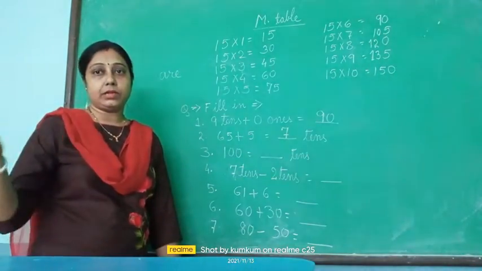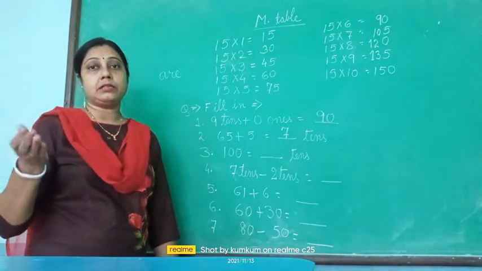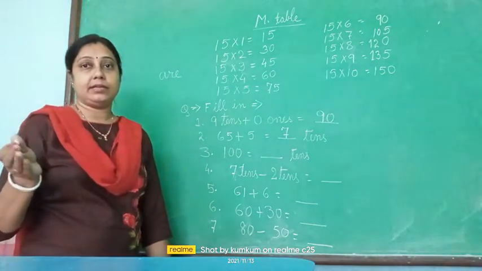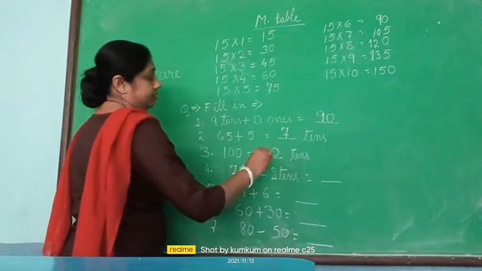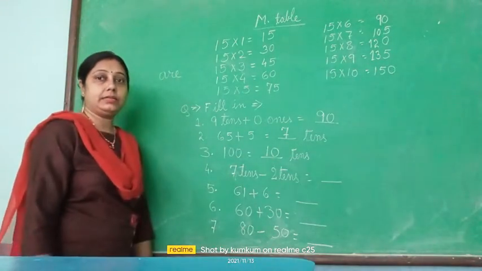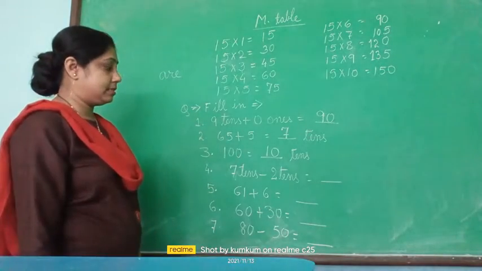Next one, 100 equal to dash tens. Now we have to convert it into tens. 100 means how many tens? We know that 100 equal to 10 tens. 100 equal to 10 tens.